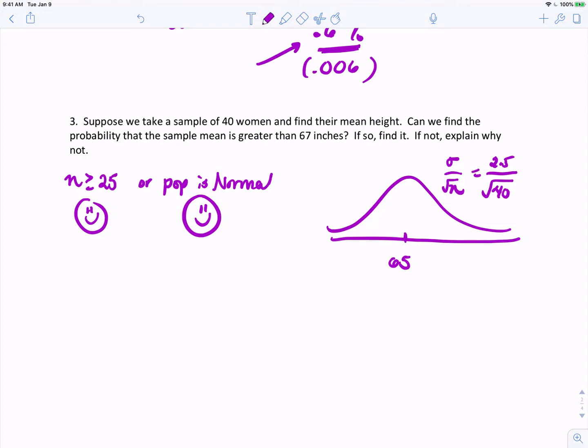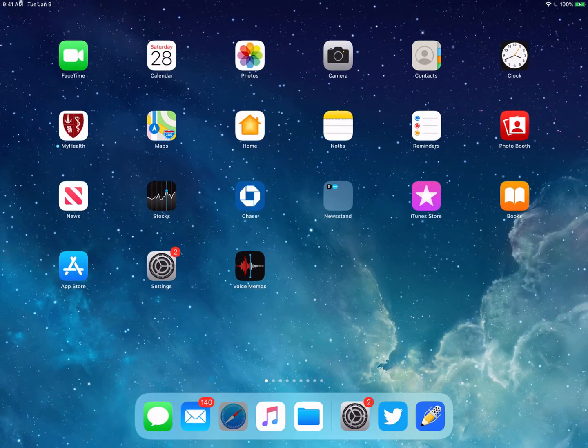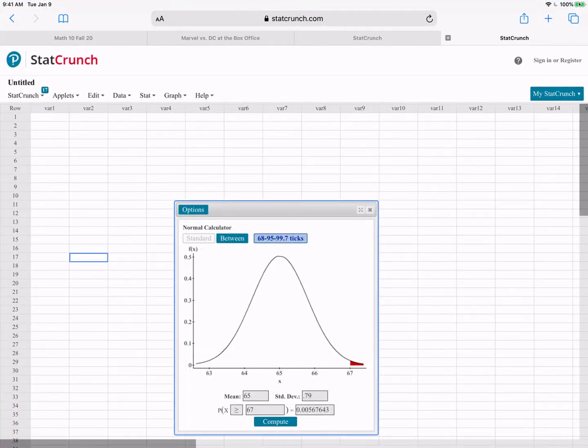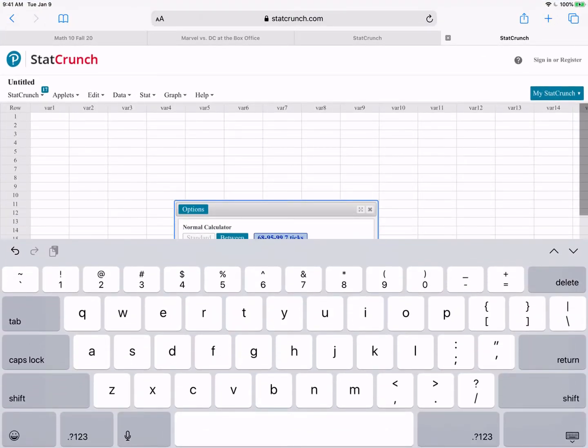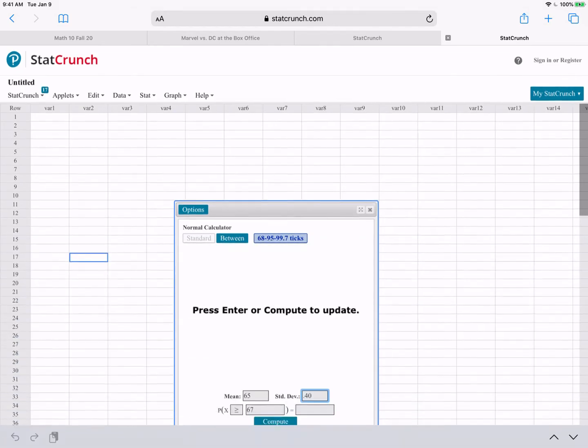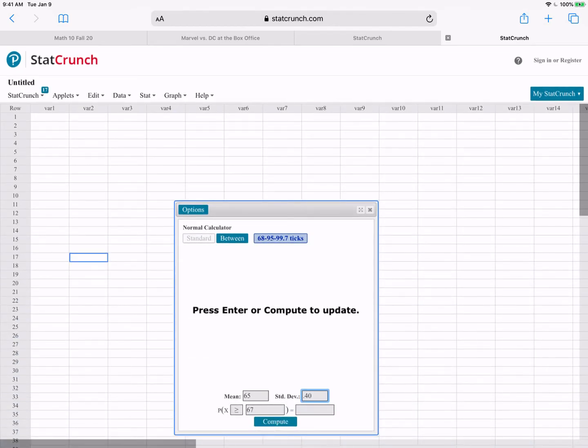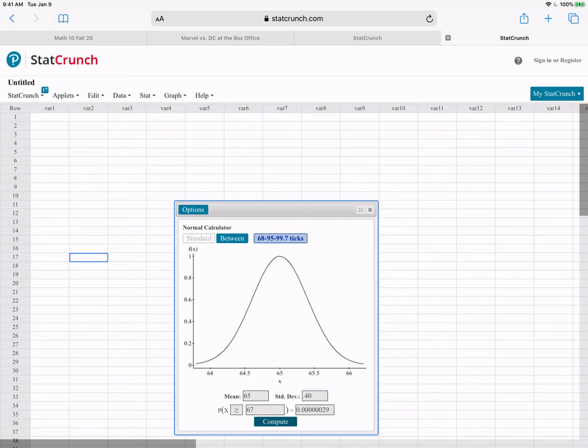And this is even smaller than before. 2.5 divided by the square root of 40 comes out to be 0.40. So again, same question, still looking for this area. All right, so now let's go ahead and see what happens if we change that standard deviation. Now our picture doesn't have the old standard deviation. Now the standard deviation is 0.40. Otherwise, same information, same mean, still looking for the probability that x is greater than 67.